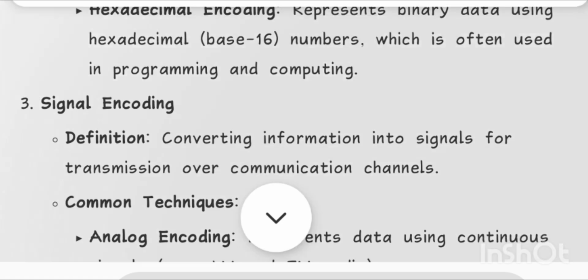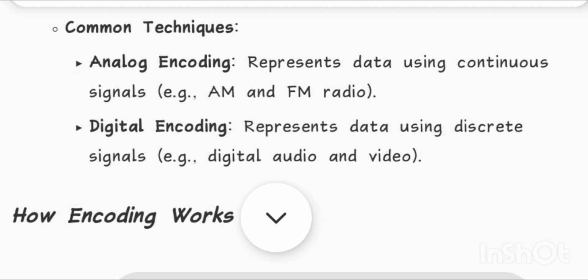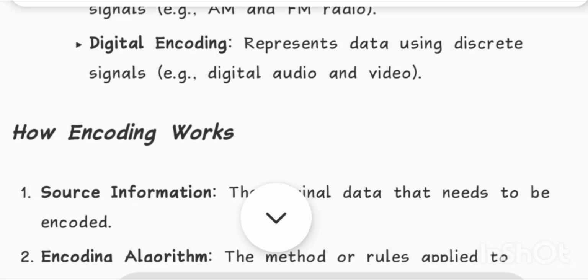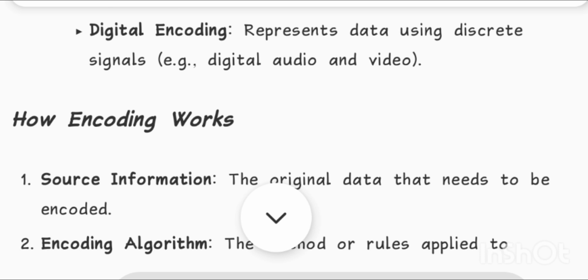3. Signal encoding. Definition: converting information into signals for transmission over communication channels. Common techniques. Analog encoding represents data using continuous signals, e.g. AM and FM radio. Digital encoding represents data using discrete signals, e.g. digital audio and video.